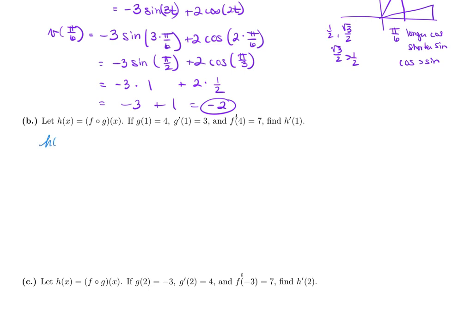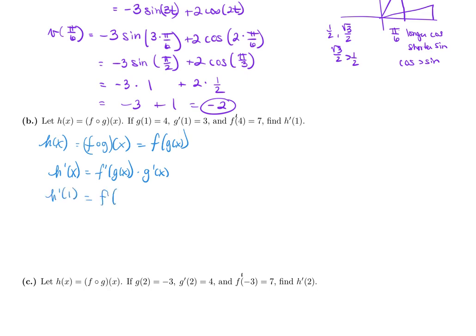So here we have h of x is equal to f of g of x. And we know then that from our chain rule that h prime of x is going to be f prime of g of x times g prime of x. So if we wanted to find h prime of 1, we find f prime of g of 1 times g prime of 1. So we just plug in these values. F prime of, well, g of 1 is 4, and g prime of 1 is 3. F prime of 4 is 7, so we get 7 times 3, or 21.